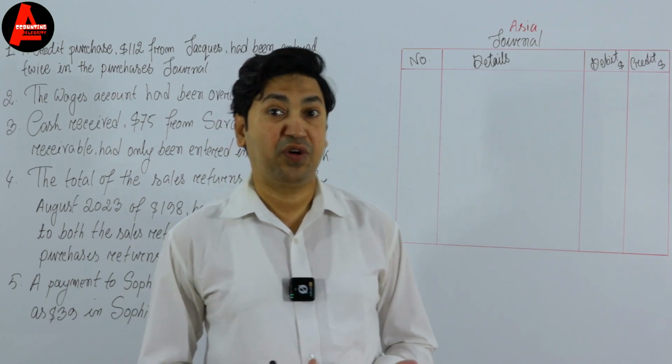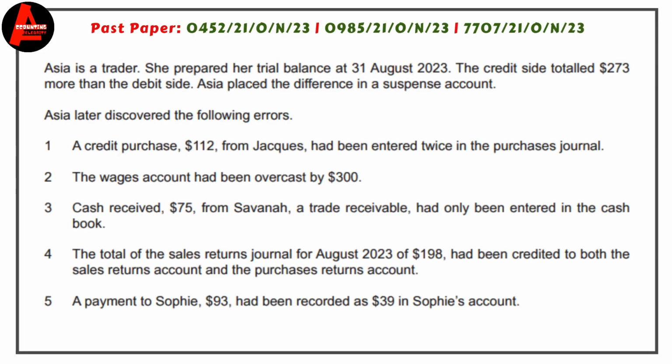Before we start, we have taken this question from IGCSE accounting first paper. We will see what is written there first. Asia, a trader, prepared her trial balance at 31st August 2023. The credit side total was 273 more than the debit side. Asia placed the difference in a suspense account. Asia later discovered these errors.